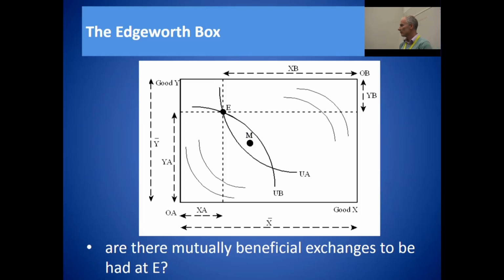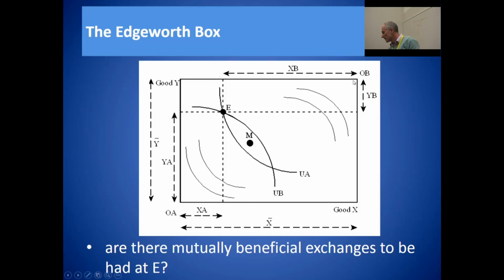Now in the same way, person B would be willing to undertake an exchange if it moved him onto a more preferred indifference curve. Well, this is person B's indifference curve, and his welfare increases as he moves downwards and to the left away from his origin.